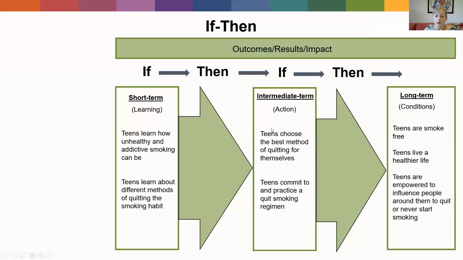And if we can accomplish these actions, then we can achieve the long-term conditions. So the long-term conditions being teens are smoke-free, teens live a healthier life, and they might even be empowered to influence people around them to quit or never start smoking. So it's kind of the flow, even the if-then language comes into play with the outcomes within these three different terms of outcomes.